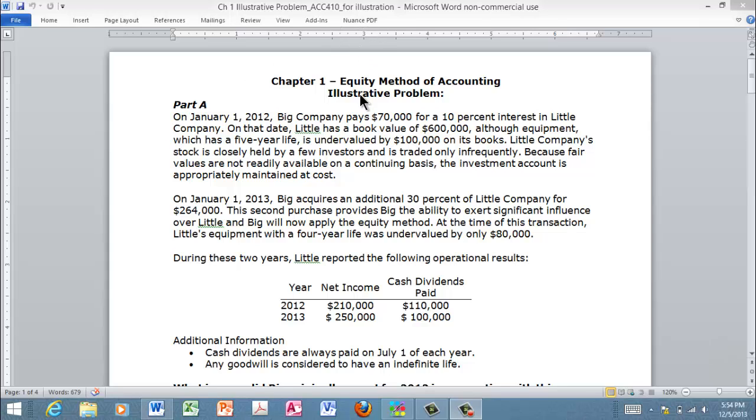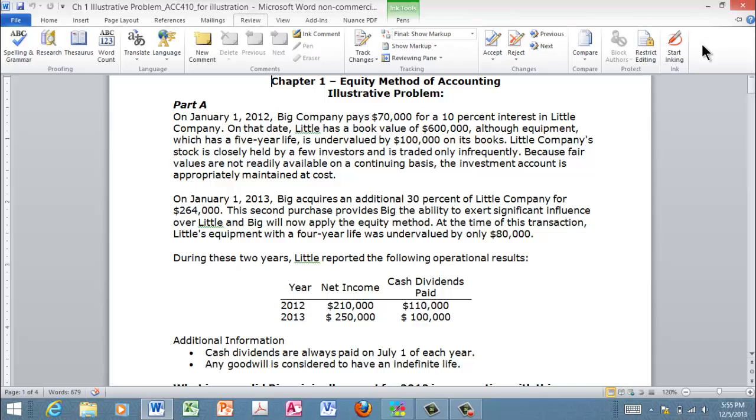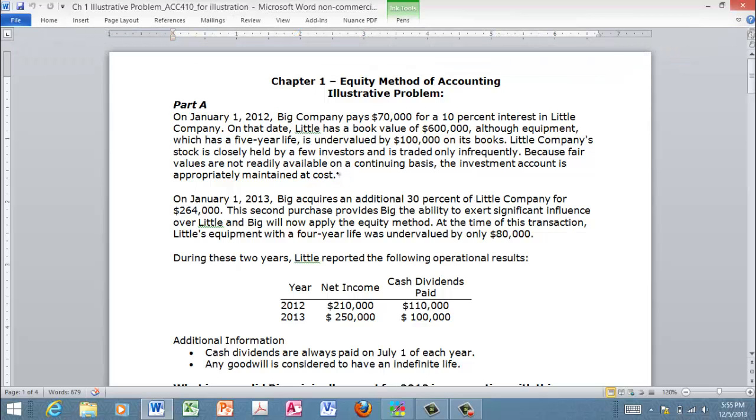Before we get started, though, I want you to print out, make sure you have a blank template of this problem so you can make some notes to yourself as we go through and follow along with these calculations. So let me start the drawing process here, and let's read through the problem together. On January 1st of 2012, Big Company pays $70,000 for a 10% interest in Little Company. On that date, Little has a book value of $600,000, although equipment with a 5-year life is undervalued by $100,000 on its books. Little Company stock is closely held by a few investors and is traded only infrequently.